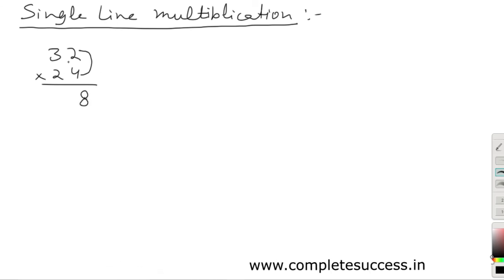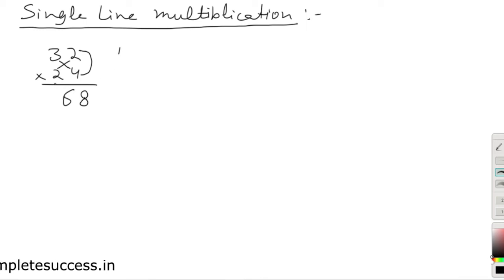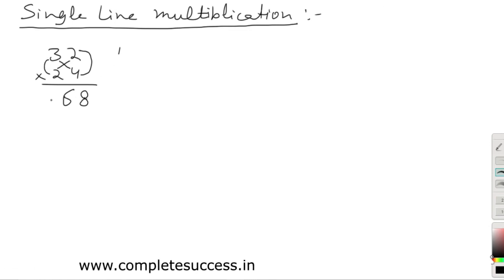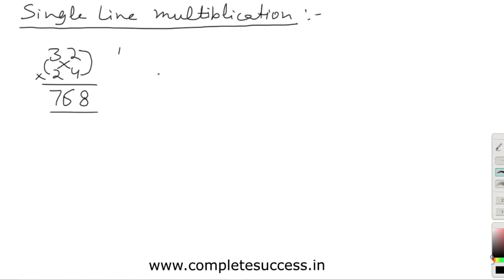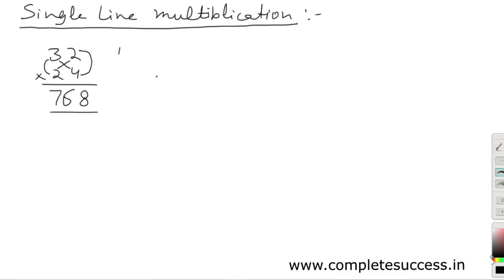Next we do what? We multiply 2 with 2 plus 3 into 4. Are you able to understand? 2 into 2 and 3 into 4. What is 2 into 2? What is 3 into 4? So what is 4 plus 12? This goes 6 and 1 is carry forward. What is 3 into 2? Plus 1. So 32 into 24 is 768.